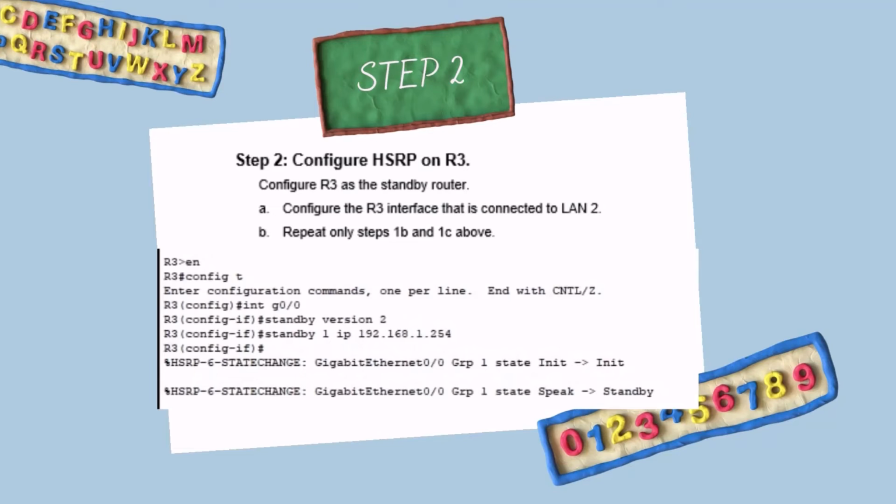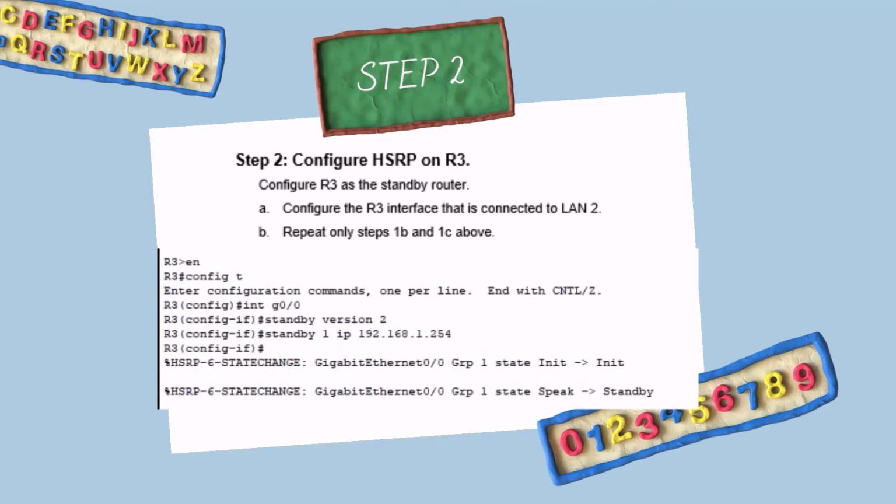So untuk step 2 adalah configure HSRP on R3. Configure R3 as the standby router. So question A adalah configure the router 3 interface that is connected to LAN 2. Repeat only step 1B and 1C above. So maksudnya dekat dalam step ni, step B dengan C kita akan repeat dekat dalam router 3.